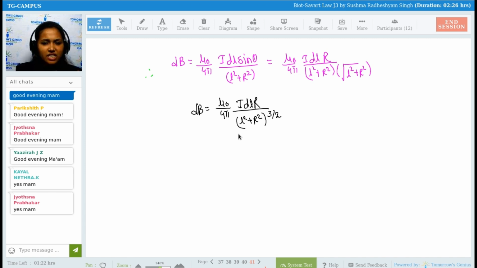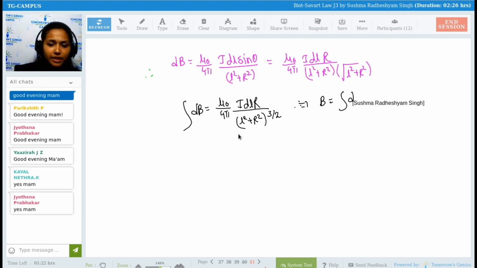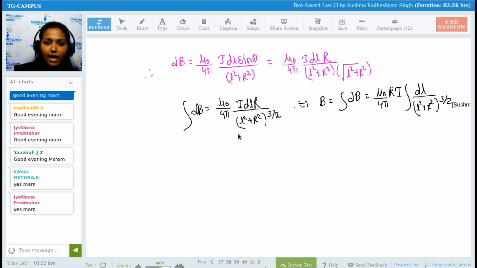Now we just apply integration and we find the final value. So no need to solve this type of numerical much. Just apply your formula. So this is your dB, and we integrate. After integration, dB is equal to mu naught upon 4 pi. R and I are constant. So in the integration we have dl upon L square plus R square power 3 by 2, and the integration goes from 0 to infinity.